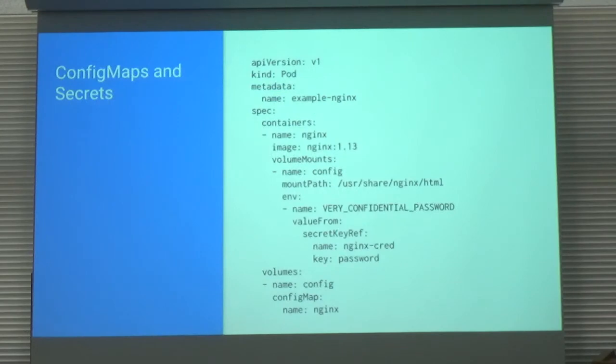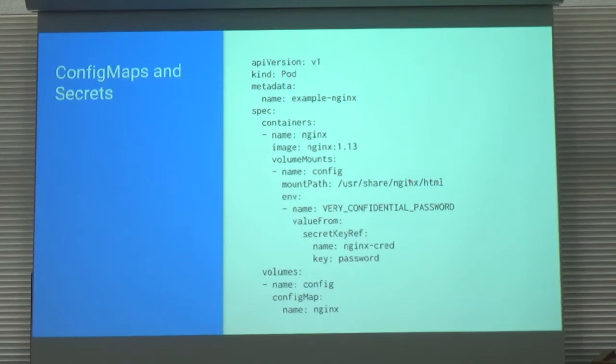Here is an example. This is an nginx pod, and this mounts a ConfigMap as a config volume, and this mounts the config volume into /usr/share/nginx/html.